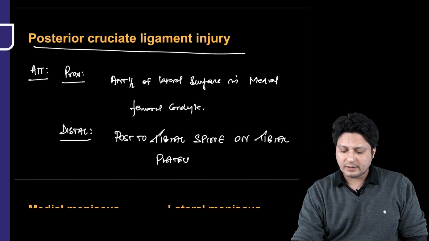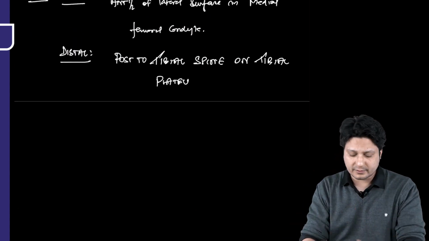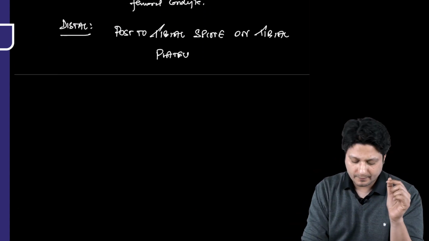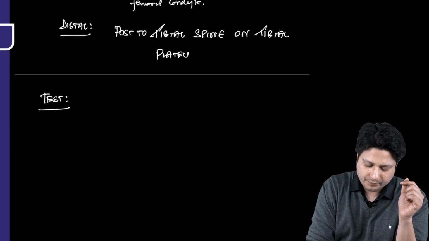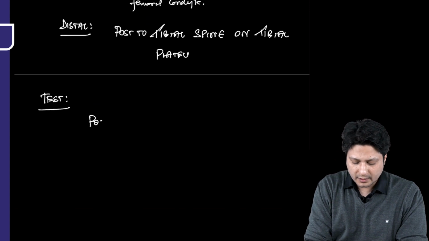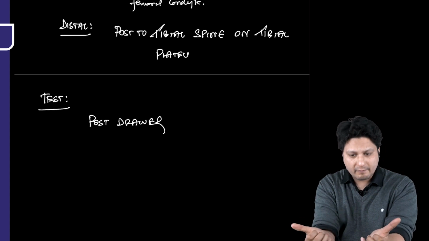All right. So once we have talked everything related to the anterior and the posterior cruciate ligament attachments, now is the time to have a discussion on the tests for the posterior cruciate ligament injury. It will be the posterior drawer test. All of you know what a drawer is. In the case of a table, we have a drawer.